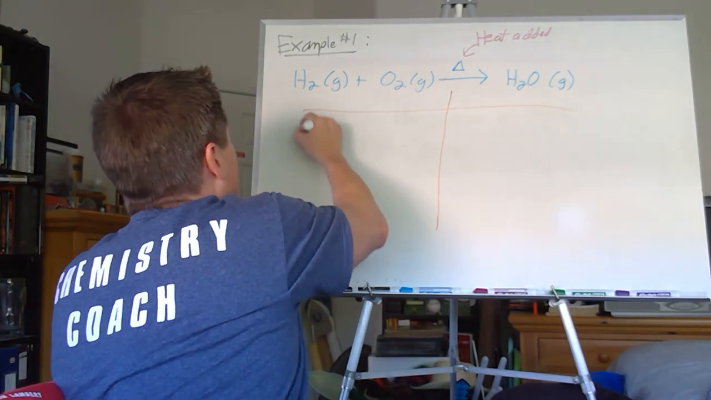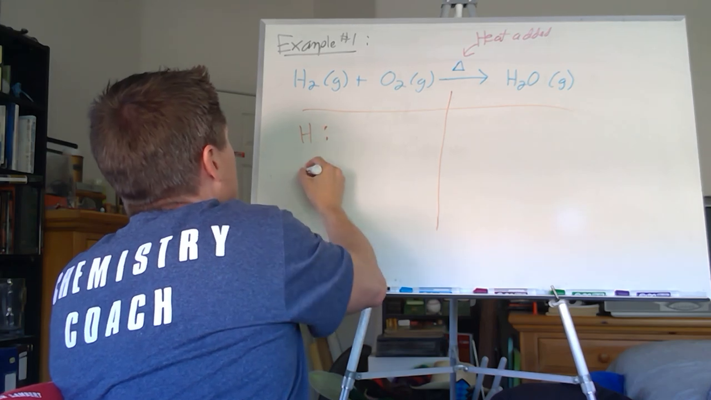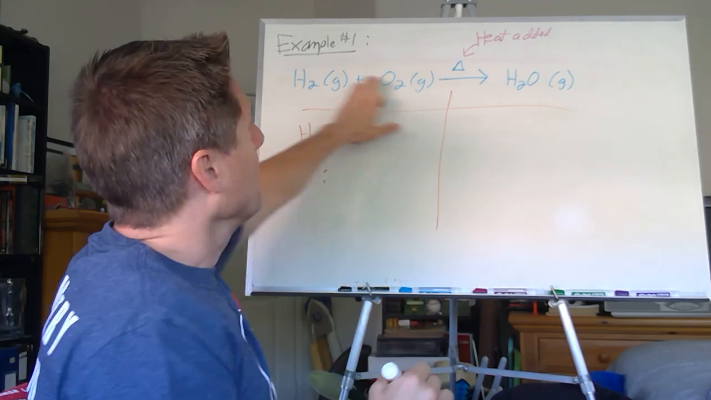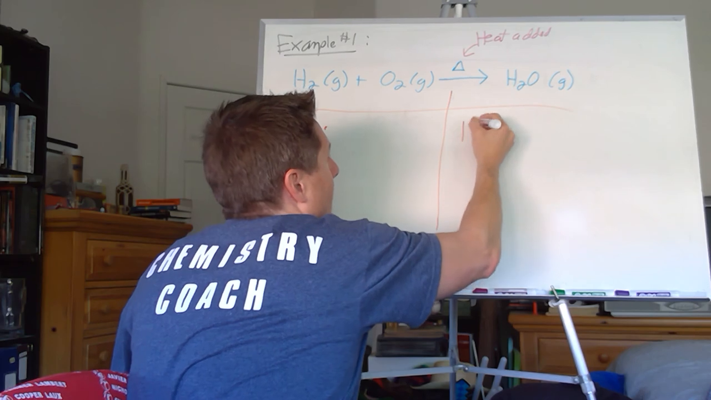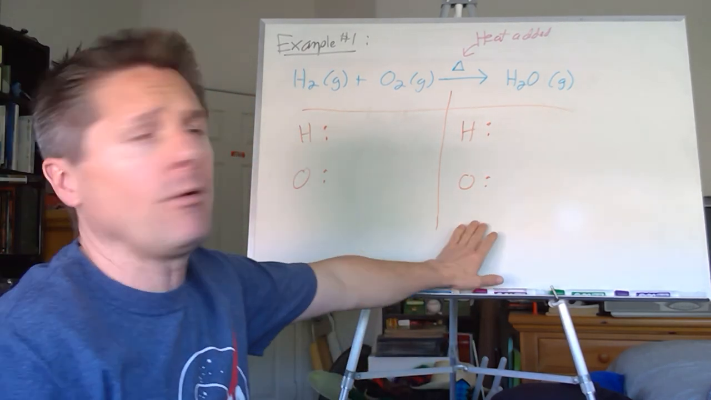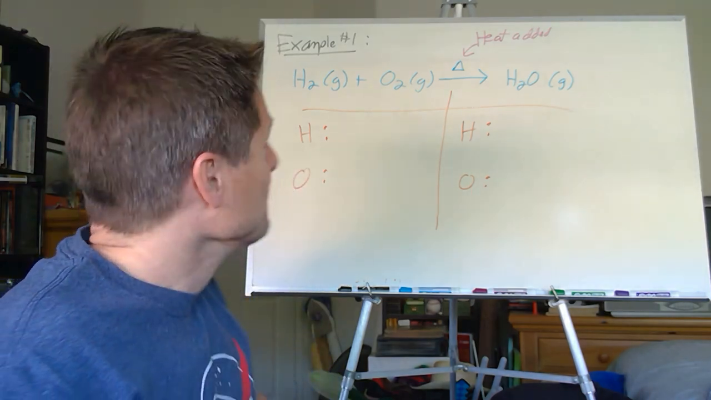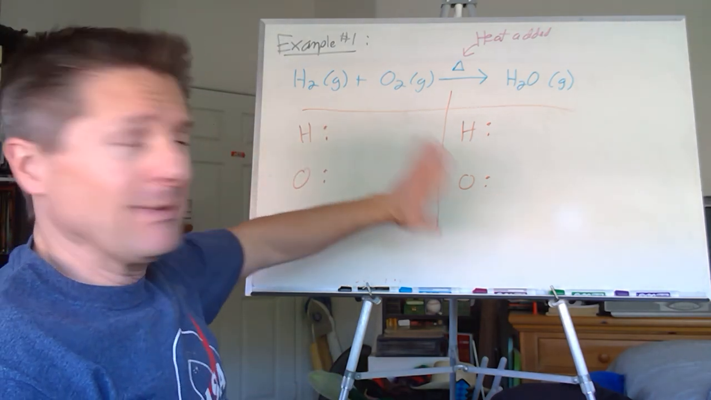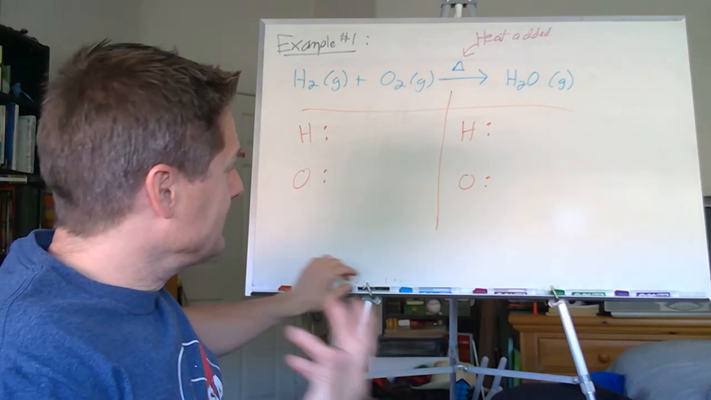okay? Let's write down the elements that we have. So we got some hydrogen, and we've got some oxygen on both sides, right? So there's my hydrogen, there's my oxygen. Now, if we had chlorine here, I'd be like, where did the chlorine come from? Be weird. So at least we got the same elements on both sides. Now let's count them up.